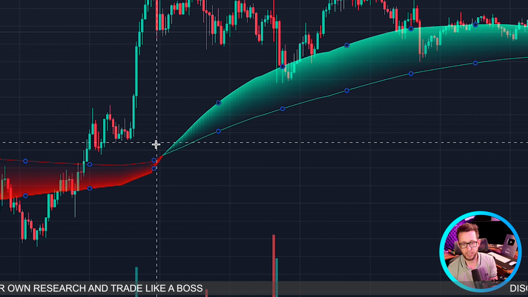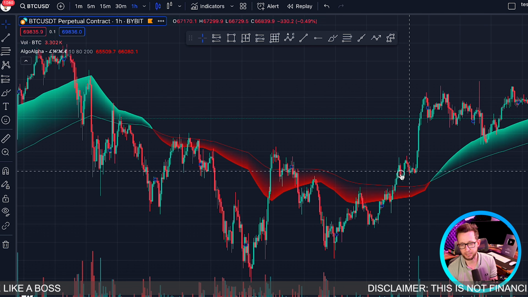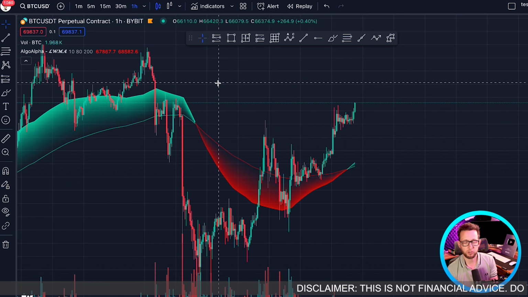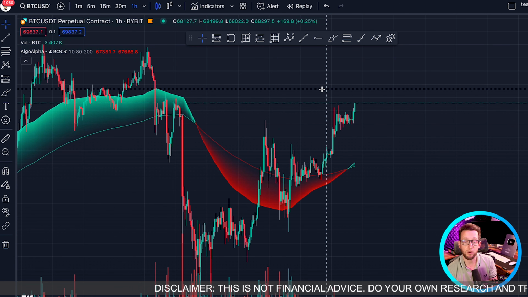Now, if I press OK, you can actually see that this has considerably made this better in many instances. Of course, it's not going to be perfect. That's why we're going to add a couple of other indicators to build a full strategy.